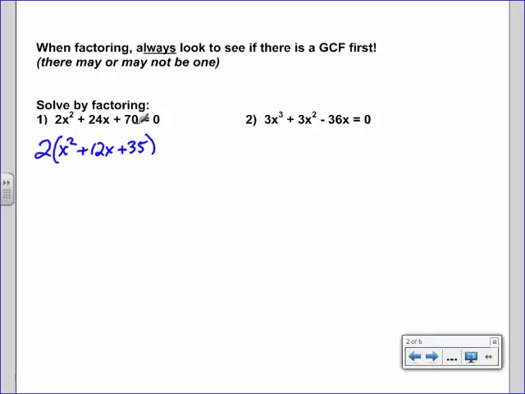Now we can use the rules we learned before. Two numbers that when multiplied equal 35, and when added give you 12. Well, I believe it is 7 and 5. 7 times 5 is 35, and 7 plus 5 is 12. And you have factored that problem.